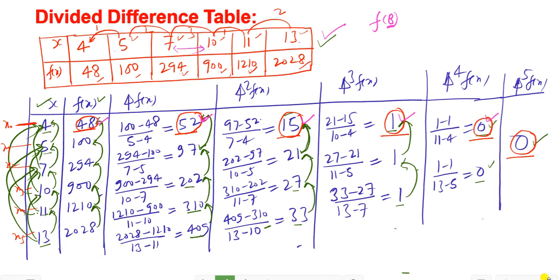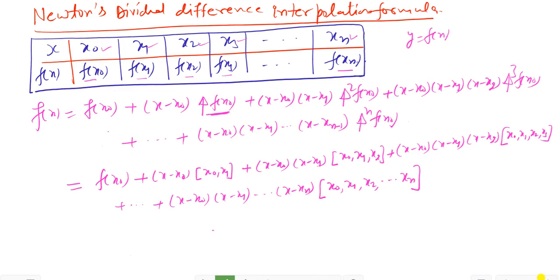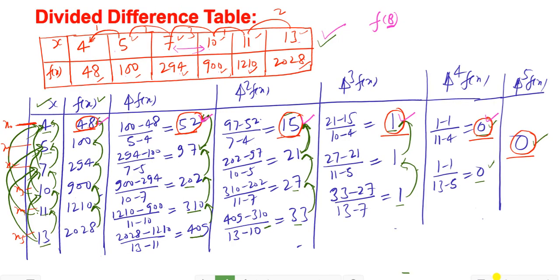In the formula, because this divided difference table contains a maximum order of 4, the value of order 4 is 0 and the value of order 5 is 0. So we consider the divided difference table up to the fourth order.